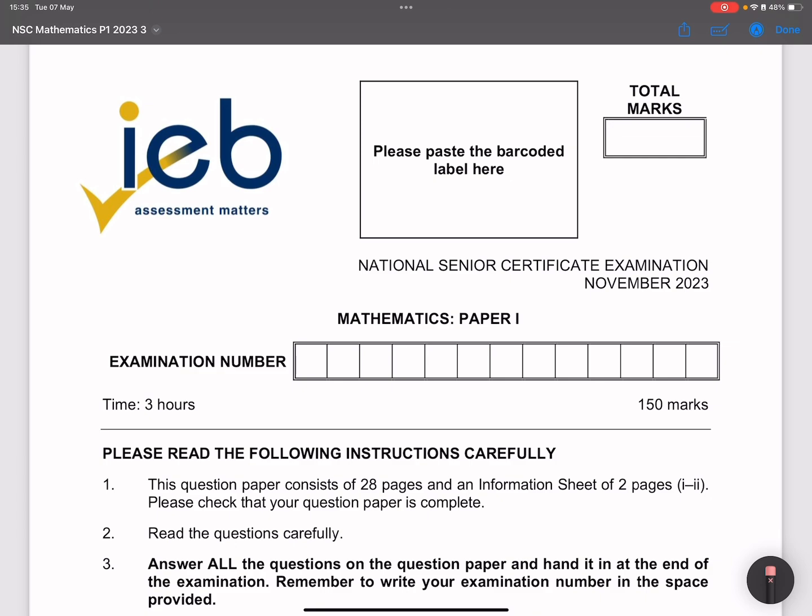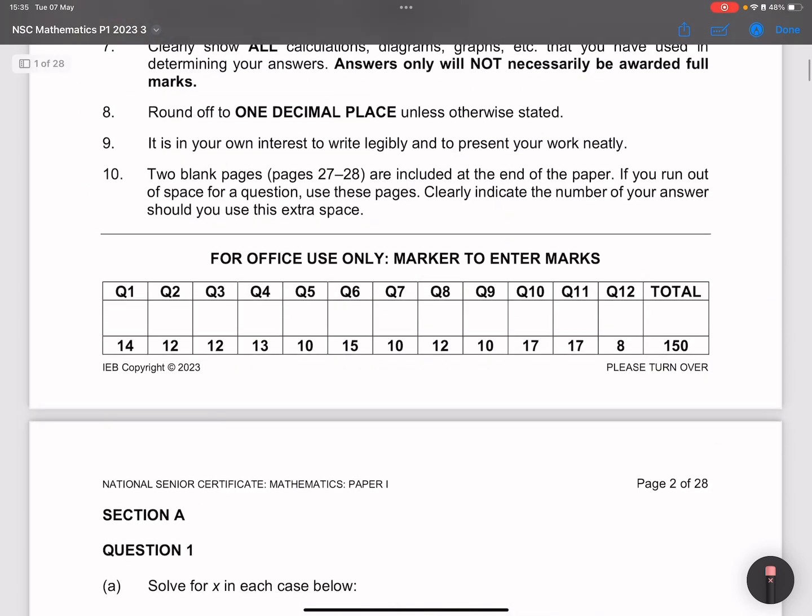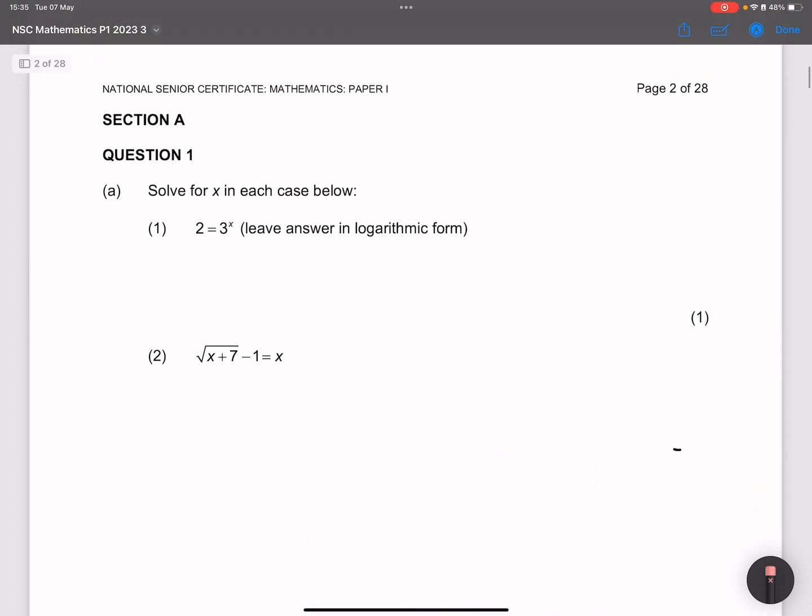All right, let's get into this question paper. So the first question says solve for x in each case below. 2 is equal to 3 exponent x. What we simply do there: the bases are not the same, so we're going to introduce logs. Log 2 is equal to log 3 exponent x.